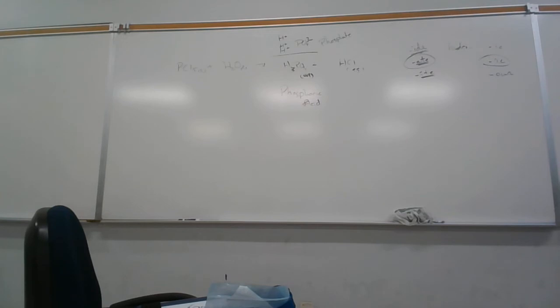So silicate's SiO4, 4 minus, phosphate's PO4, 3 minus, sulfate is SO4, 2 minus. Selenate is SeO4, tellurate, TeO4 2 minus. Arsenate is AsO4 3 minus, like phosphate. Germanate is GeO4 4 minus, like silicate.